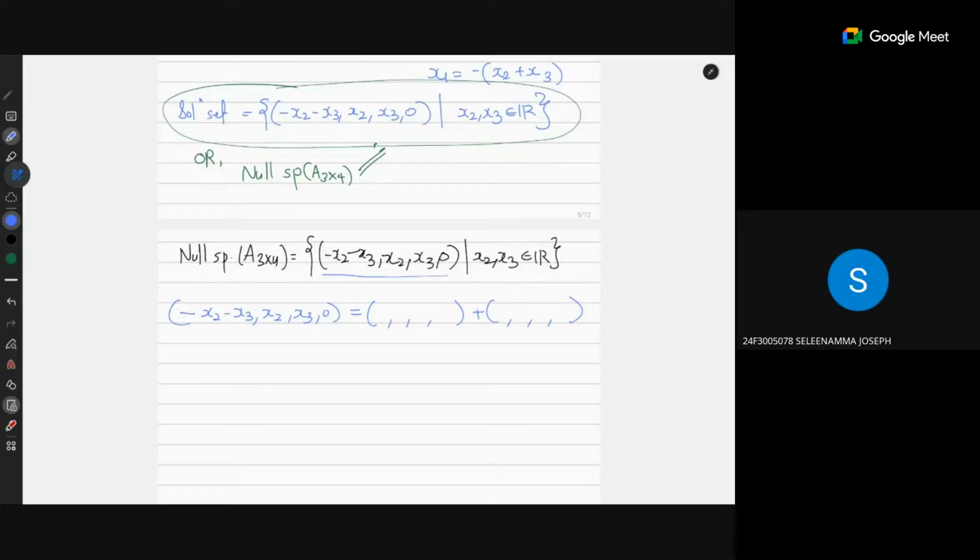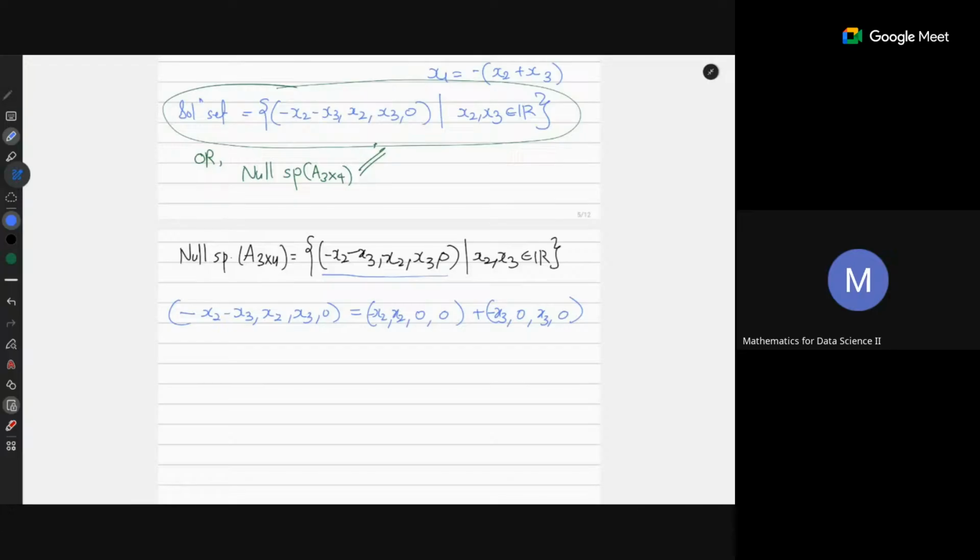X2. Do you guys have any suggestion? Yeah. X2, 0, 0, 0. Minus x2, right? Minus x2, 0. No, the second coordinate also has x2. Minus x2, 0, x2. Minus x3, 0, x3.